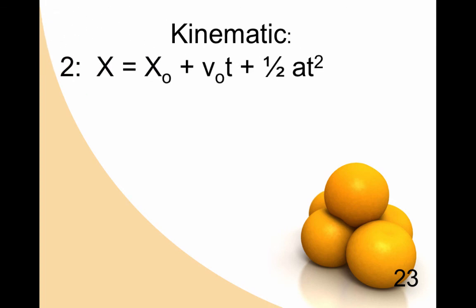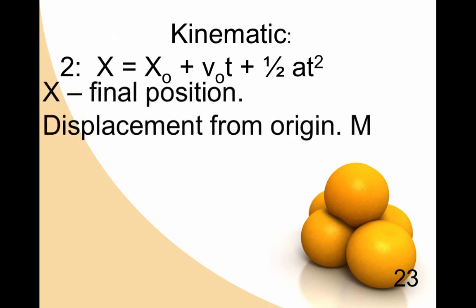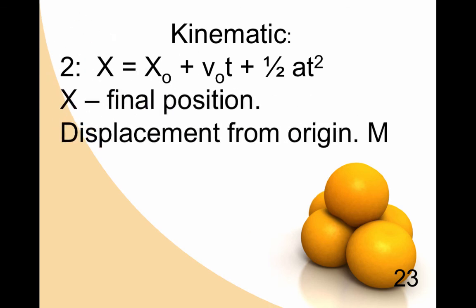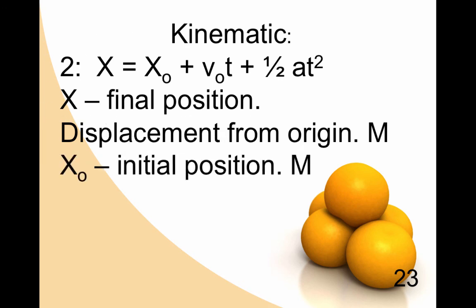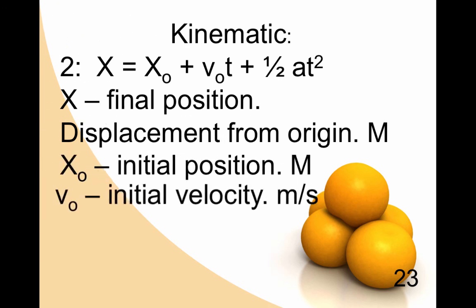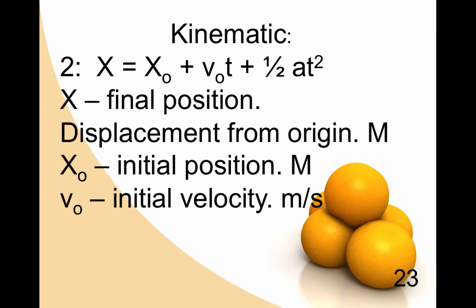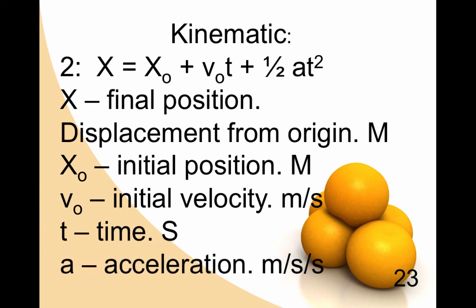Kinematic 2, x is equal to x naught plus v naught t plus 1/2 at squared. x is the final position, the displacement from the origin in meters. x naught is the initial position in meters. v naught is the initial velocity in meters per second. t is time in seconds, and a is the acceleration in meters per second squared.